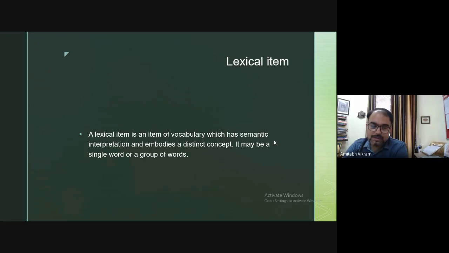So we know that no two words are same. Two words can be similar, but they can't be same. That's why we have a concept like synonymy, and we say that two words are synonymous. So this is the concept of lexical item: a lexical item may be a single word or a group of words. If a group of words has a semantic interpretation, then it is also a lexical item. And if it is a single word and it has some interpretation, then also it is a lexical item.